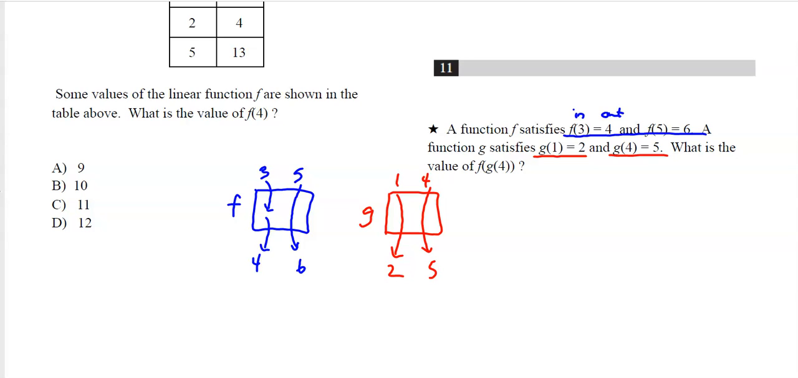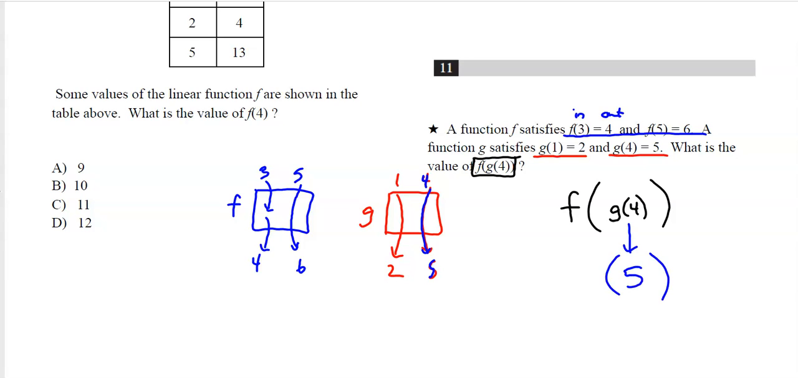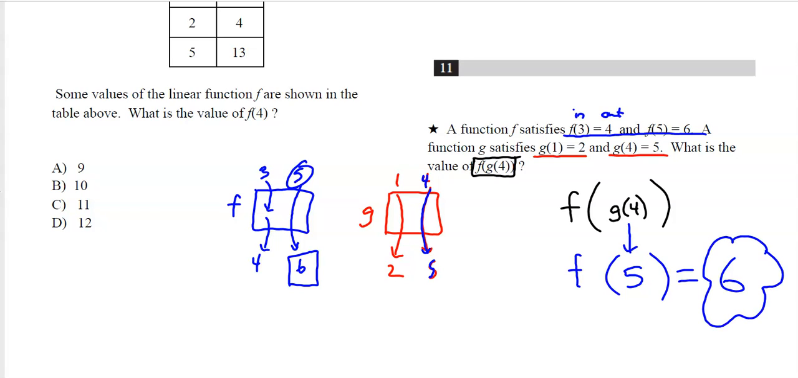Now, what is the value of this? This is called a composite. So instead of sticking a number in the F machine, we don't know the number you're going to put in yet. You're actually going to put in whatever the answer to g of 4 is. So you have to start on the inside of the parentheses first. So g of 4, we can see what that is. It's right here. g of 4 was just 5. Now I can put the 5 in the F machine, and the output ends up being 6. So the correct answer to this problem is 6.